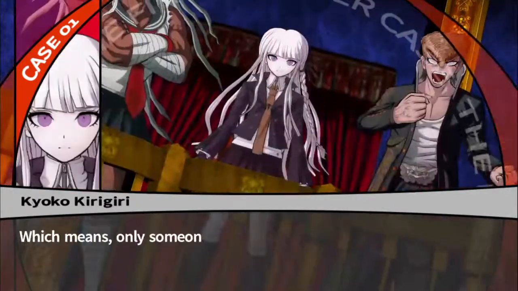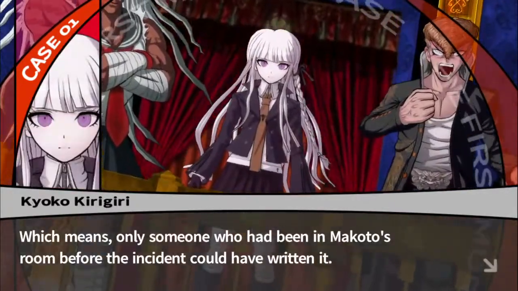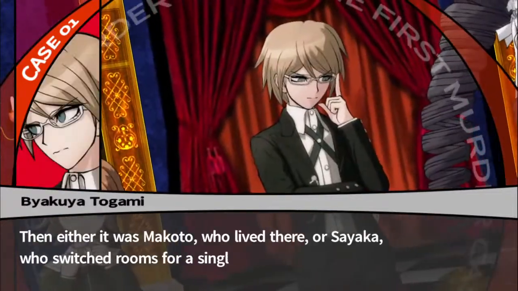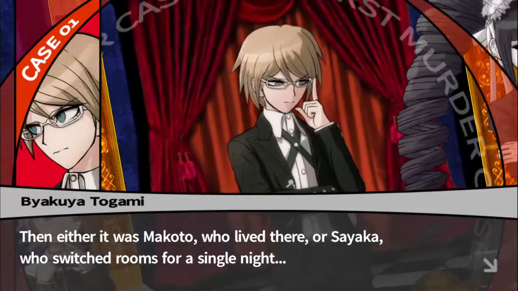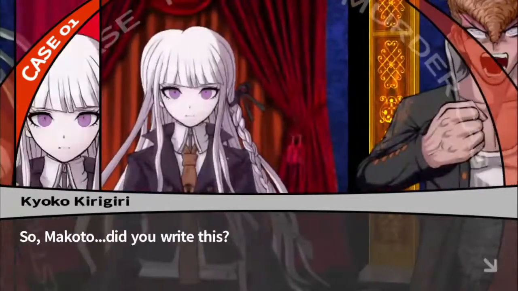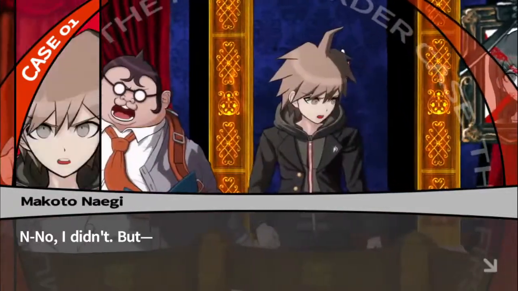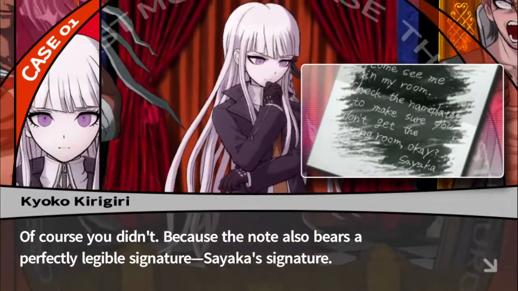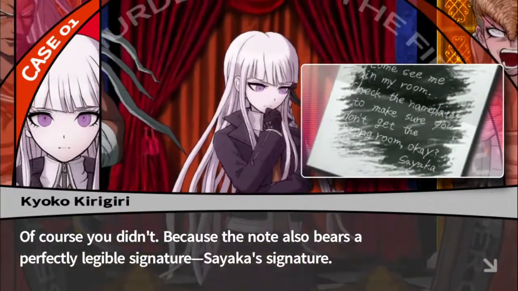Huh? Which means only someone who had been in Makoto's room before the incident could have written it. Then either it was Makoto who lived there, or Sayaka who switched... So, Makoto. No, of course you didn't. Because the note also bears a perfectly legible signature. Sayaka.